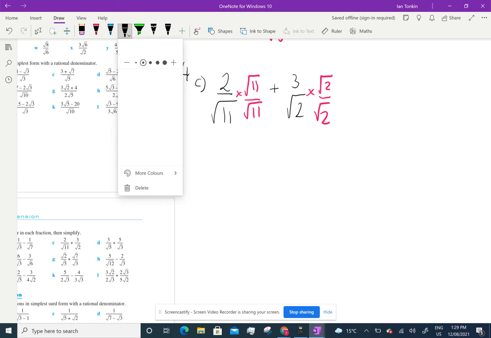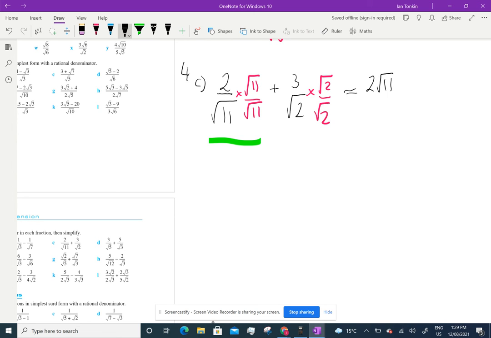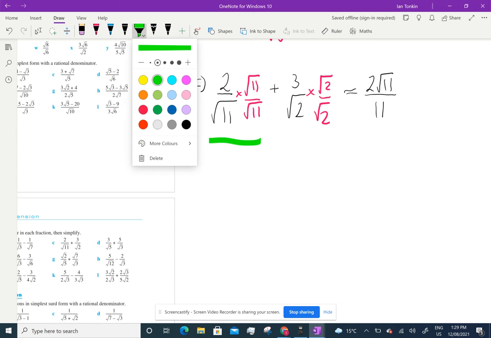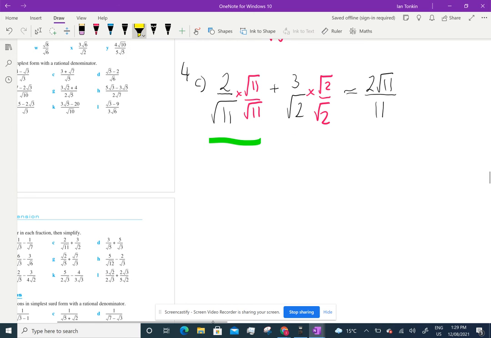Okay, let's have a look at the first one. Just this fraction, I'm going to get 2 root 11 on 11. Now, let's look at this one, and I'm going to get 3 root 2 on 2. And now I look for a common denominator.